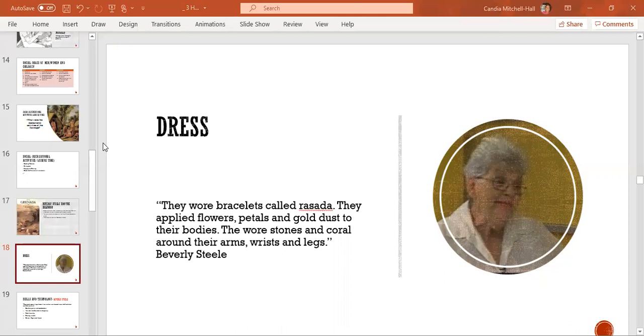Very good. So what she's describing here, tell me what she's describing, in your own words. Their appearance. Their physical appearance, how they were dressed. And in fact, early in the class, someone would have mentioned that they wore quite a lot of jewelry. In fact, they would have painted their bodies in gold dust, and they would have also applied a red dye to their bodies.